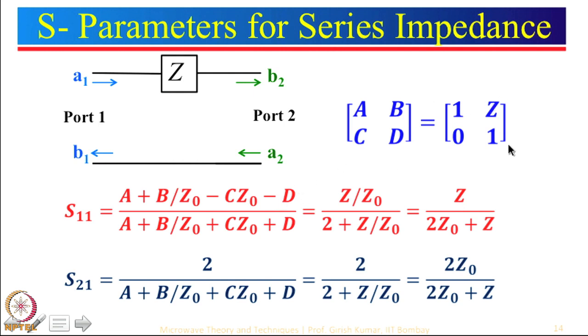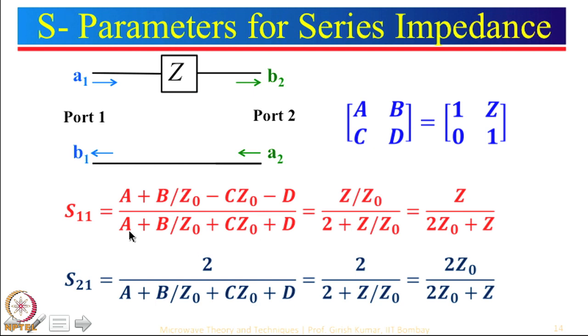D is 1, so 1 minus 1 is 0, so that term will not be there. And what about here? B by Z0, what is B? Z, so Z by Z0 will come here. And what is C? C is equal to 0, so there is nothing else there.